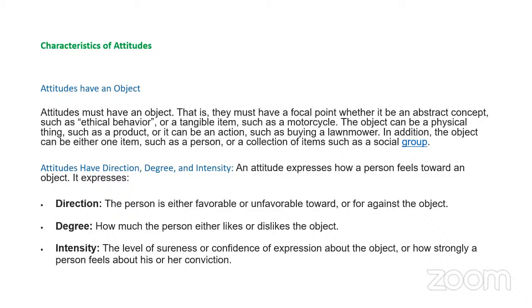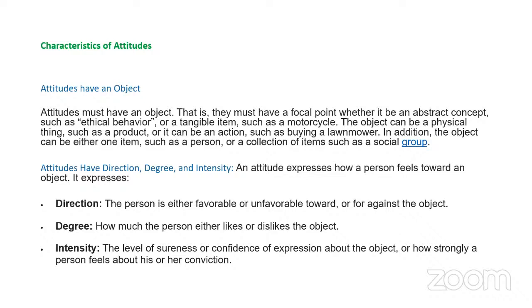So attitudes always have an object. There is always a focal point for all our attitudes. It could be some concept. It could be some object, something particular, for example. It could sometimes be a social group also, a collection of items, right? So that is the first one. Attitudes have an object.